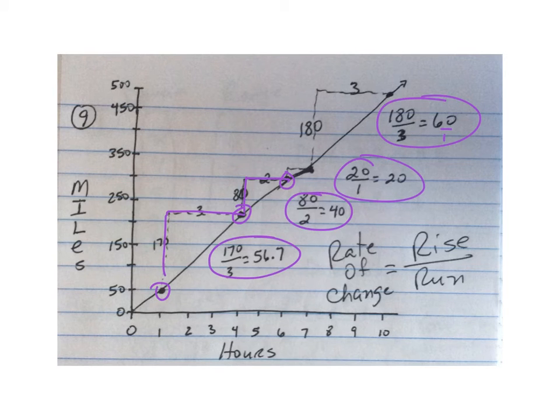All right, and then on number 9, it was basically asking you to just find the rates, and there they are: 60 over 1, 20, 40 over 1, and 56.7. That was the miles per hour.